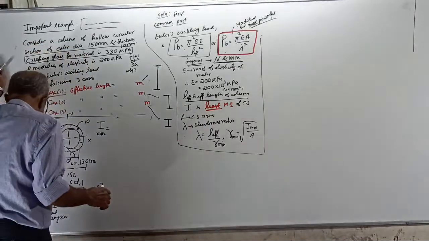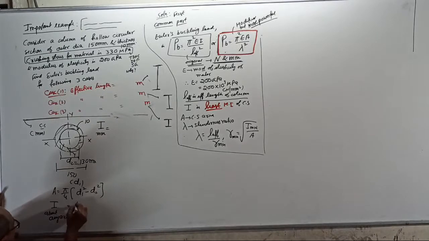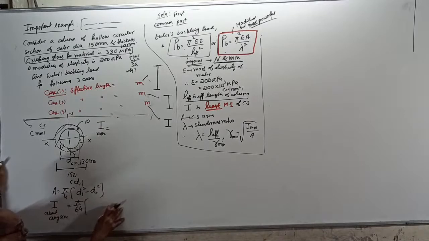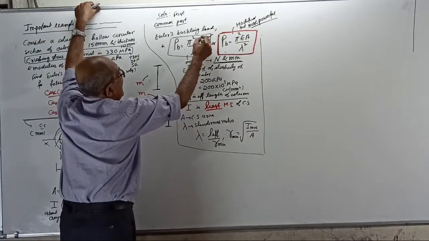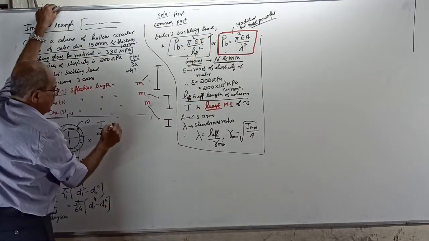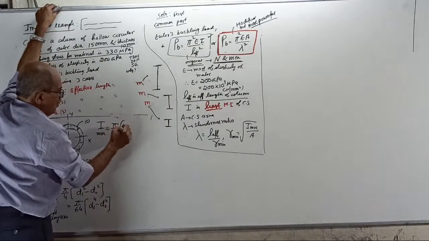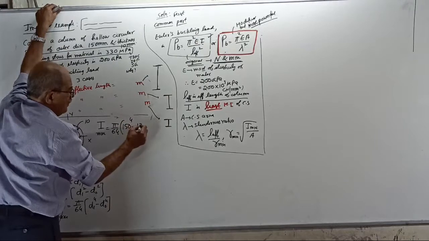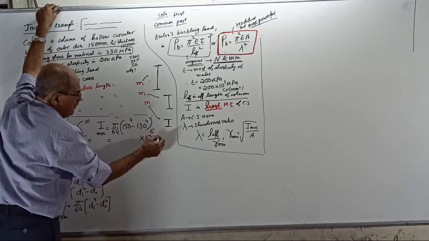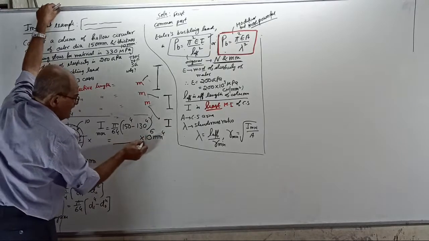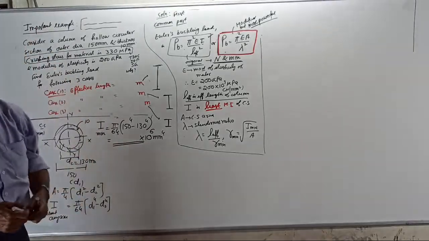Okay. I about any axis equals pi by 64, actually circular section is pi d power 4 by 64, hollow into d1 power 4 minus d2 power 4 is I. So with that data, if I use this formula, I need only I. So I minimum equals pi by 64 into 150 power 4 minus 130 power 4. Tell the answer in 10 to the power 6 millimeter power 4. Fast answer.